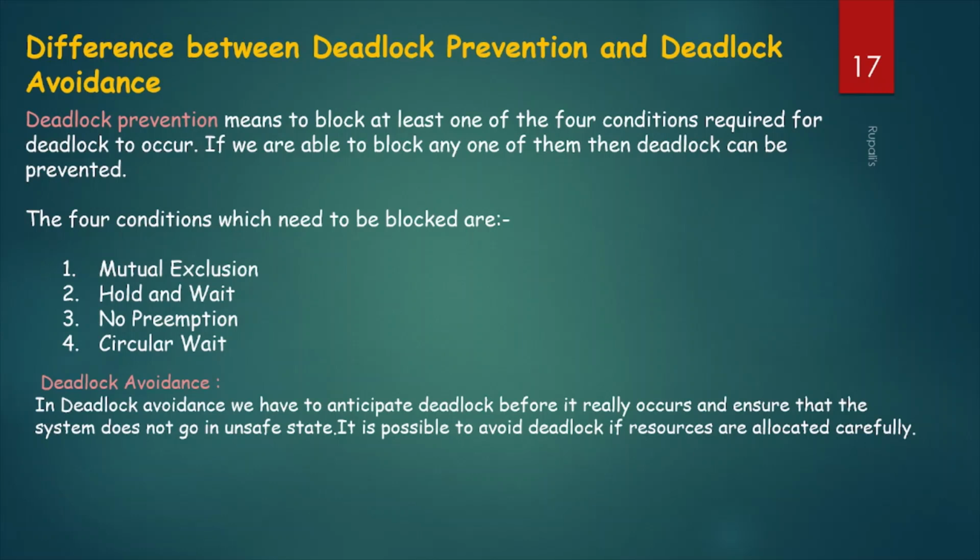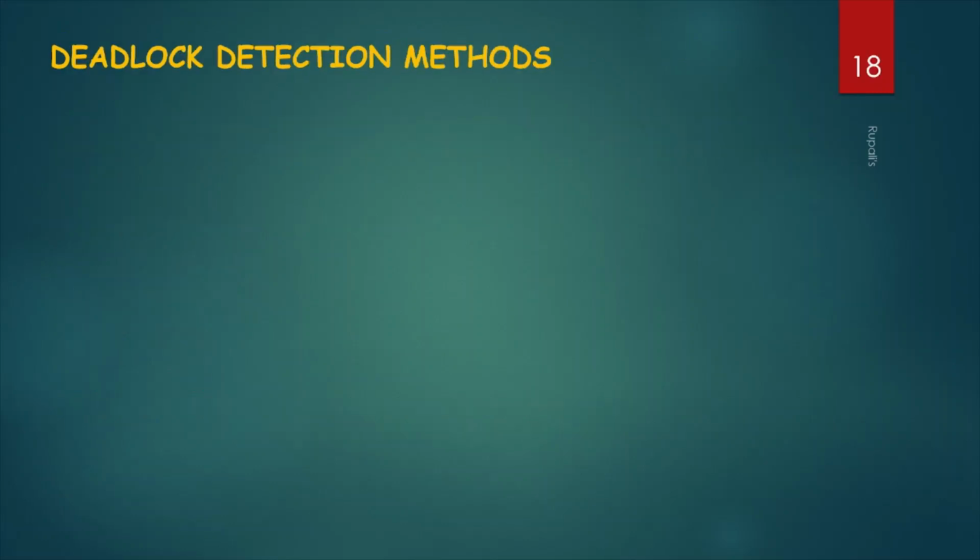And what is deadlock avoidance? In deadlock avoidance, we have to anticipate deadlock before it really occurs. We have to think that maybe there will be some deadlock and ensure that the system does not go into an unsafe state. It is possible to avoid deadlock if resources are allocated carefully and safely. That is deadlock avoidance.